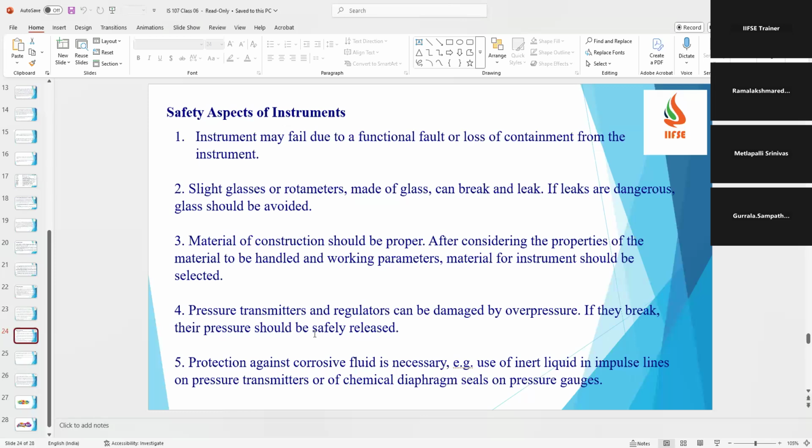Pressure transmitters and regulators can be damaged by overpressure. If they break, their pressure should be safely released. This is also important: in case of any failure, they can release safely, not in a hazardous manner. Protection against corrosive fluids is necessary. For example, use inert liquids in impulse lines on pressure transmitters, or a chemical diaphragm seal on the pressure gauge, so that we are able to protect them.